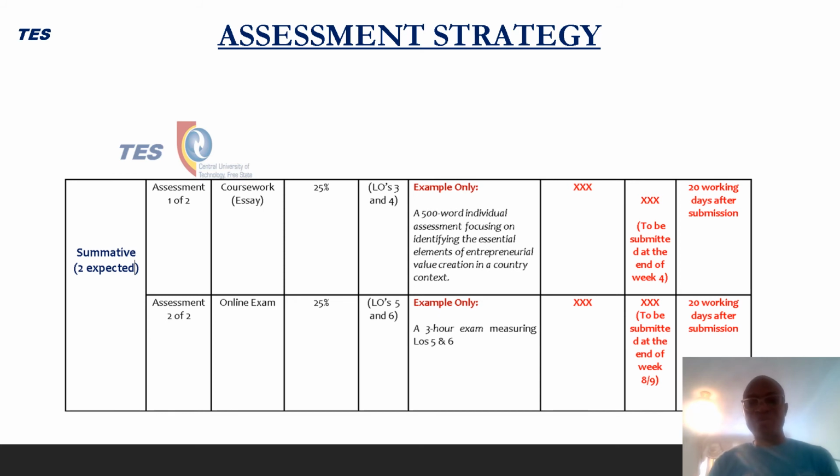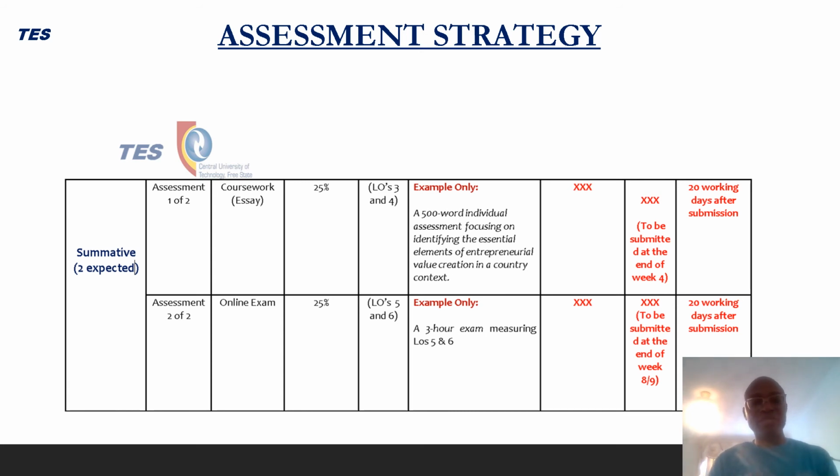When should it be submitted? I'm expecting that this part of the assessment should be submitted at the end of the 4th week. Or you can, yes, at the end of the 4th week, we would assess this as a learning assessment. So we would assess students at the end of the 4th week. Okay, and we are expecting lecturers to mark and release the grades after 20 working days of submission.